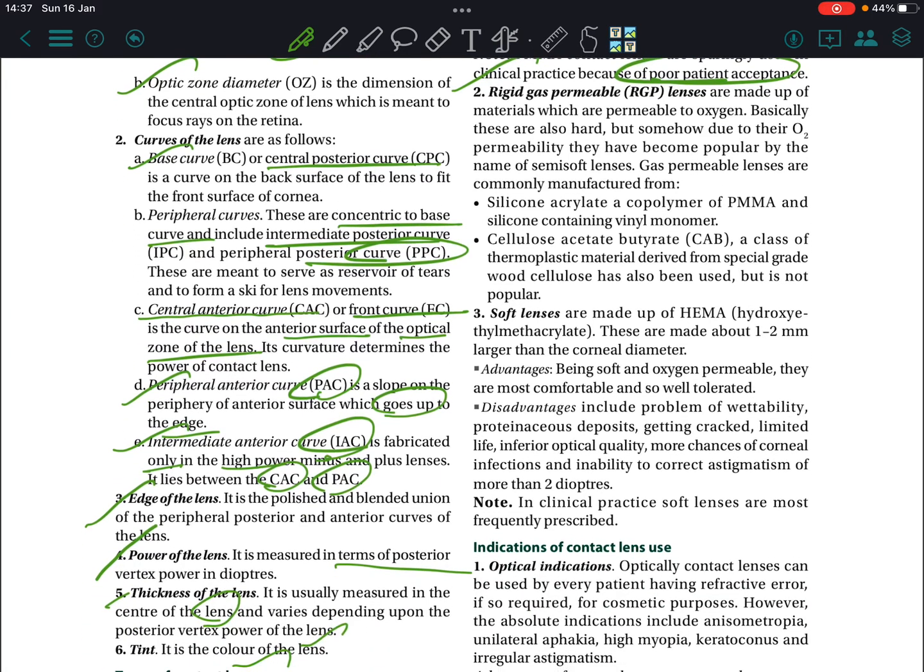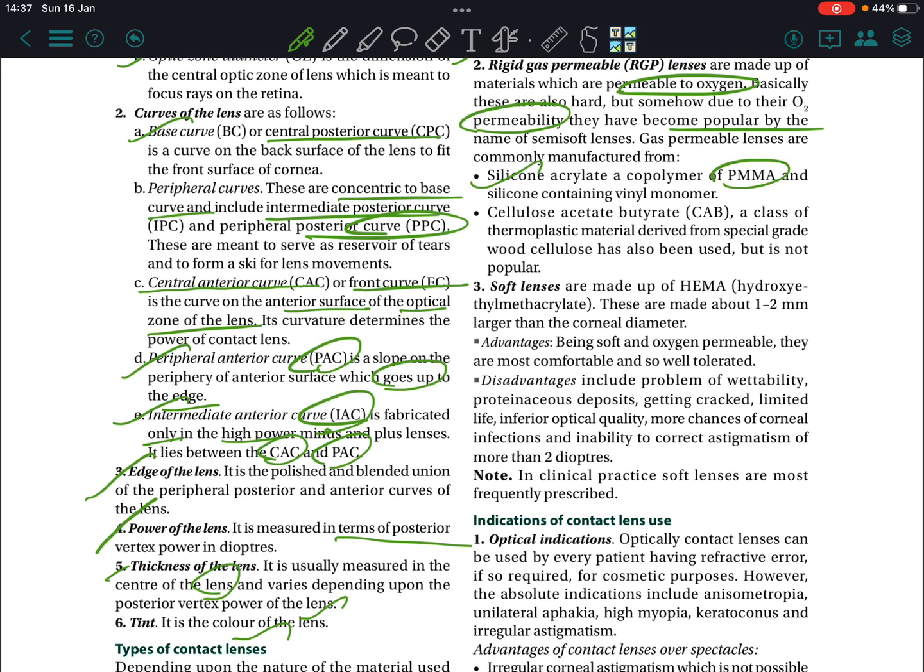Rigid gas permeable lenses are made up of materials which are permeable to oxygen. Basically, these are also hard, but due to their O2 permeability they have become popular. Materials include silicone acrylate, copolymer of PMMA, and cellulose acetate butyrate.